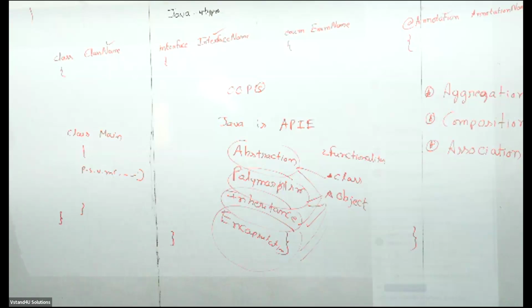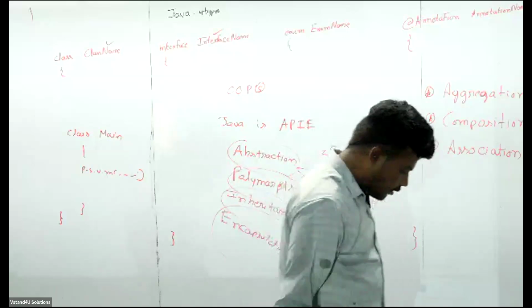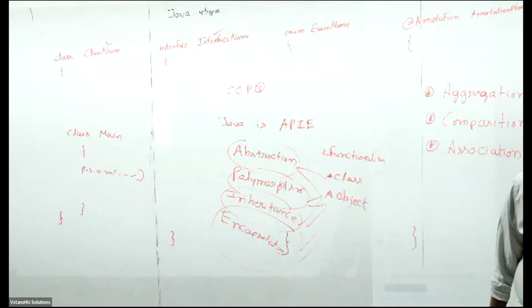Where are the Java types? Which structure do you have to write? Class structure, interface structure.